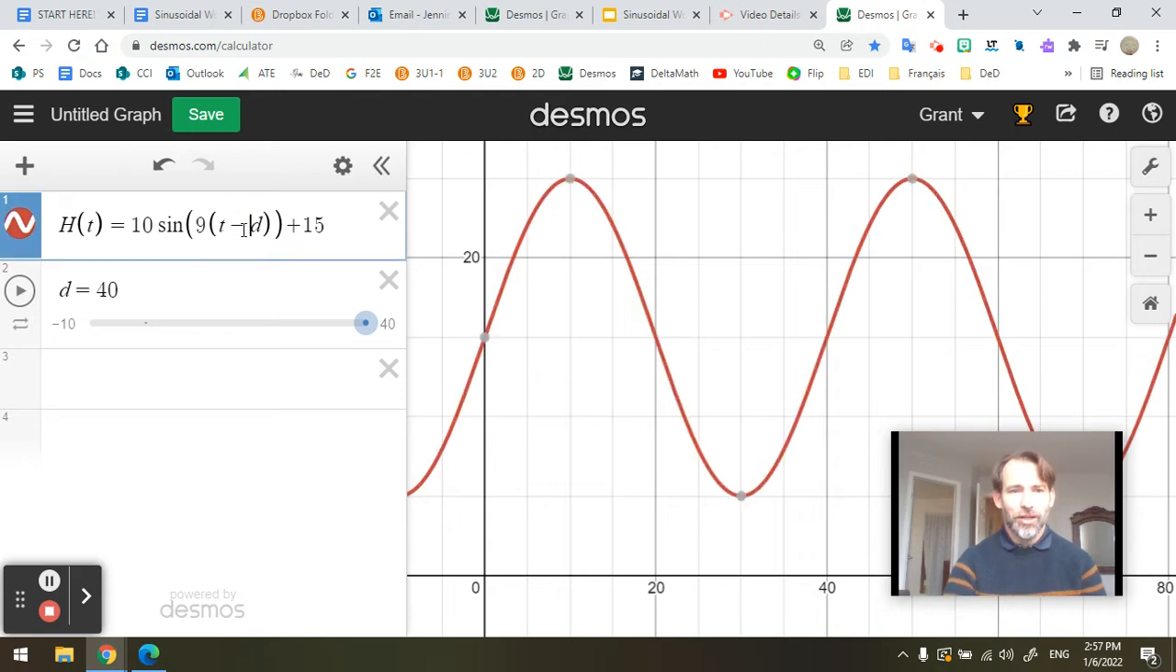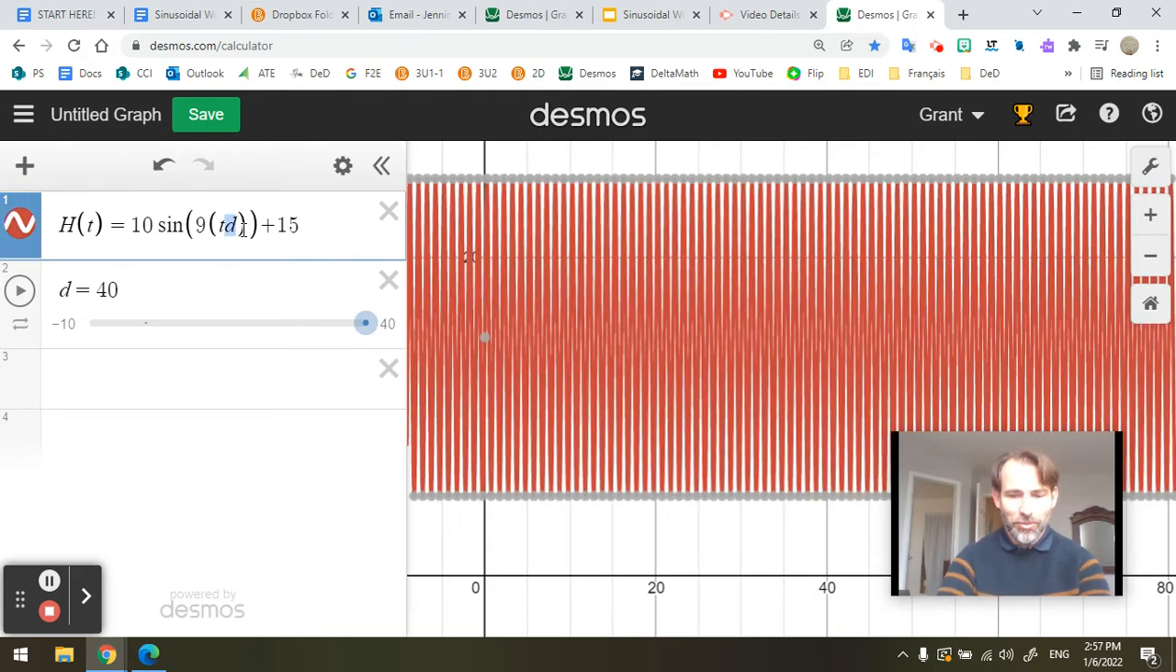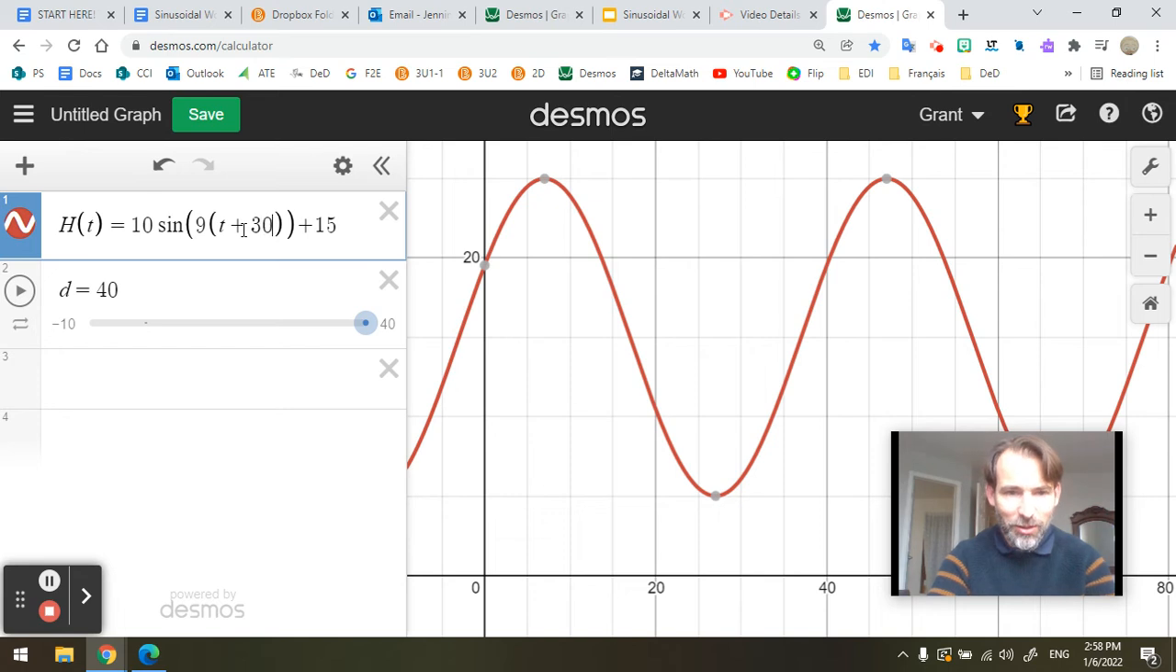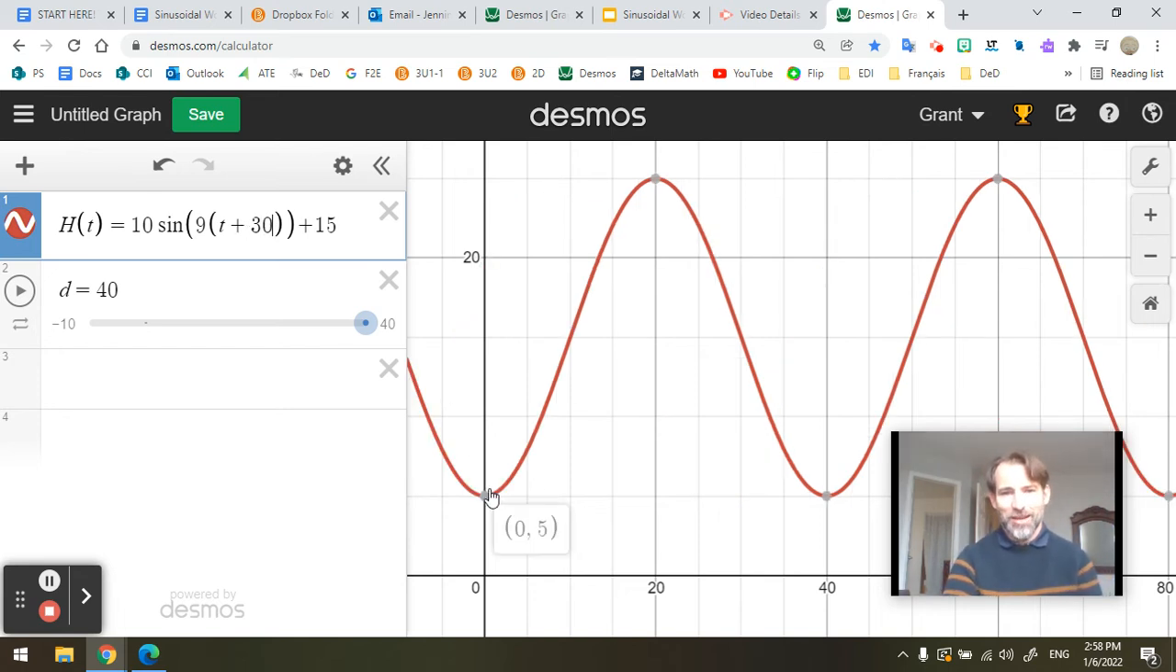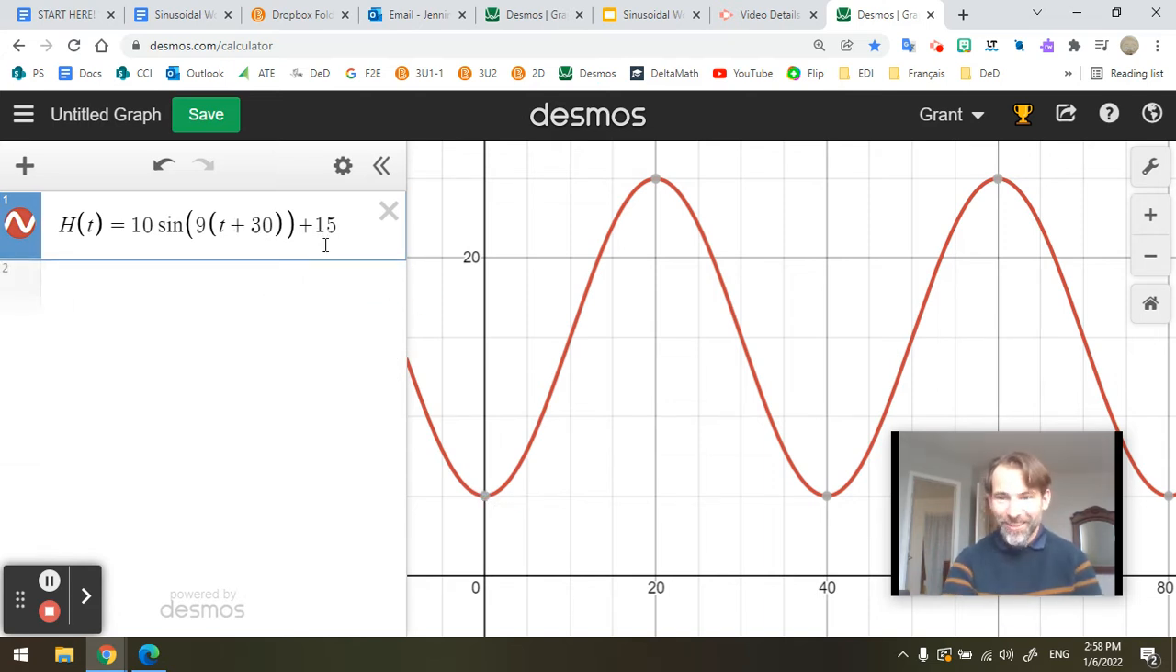Plus 30. What am I doing? Plus 30. Just type it in, Mr. Jennings. See, it also works at D is equal to 30. It also works when I have D is equal to positive 30. So those are two different ways to get your phase shift.